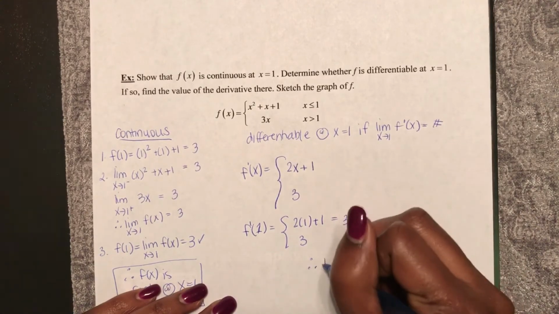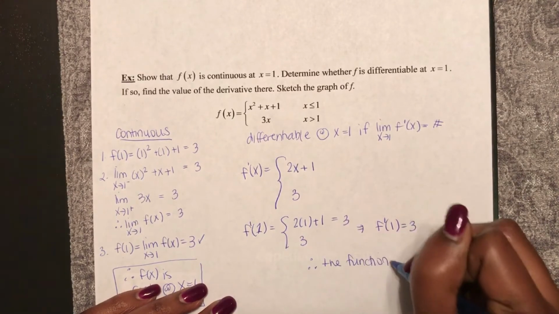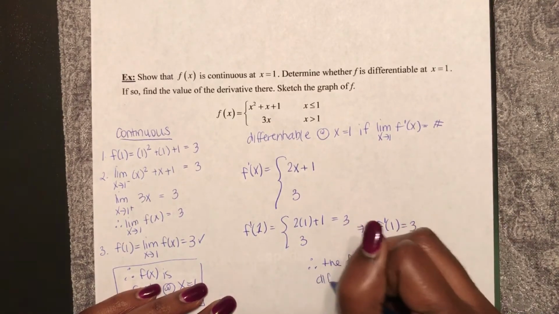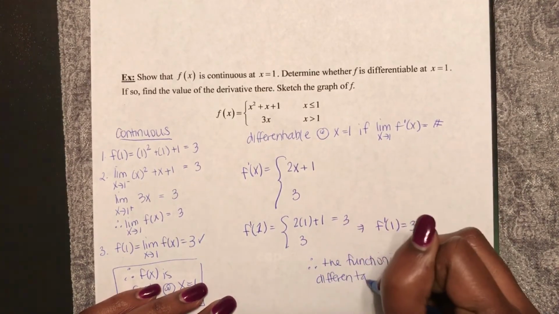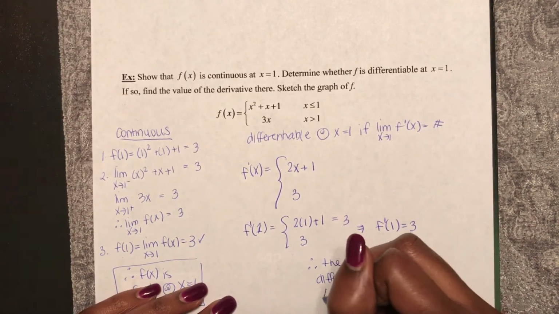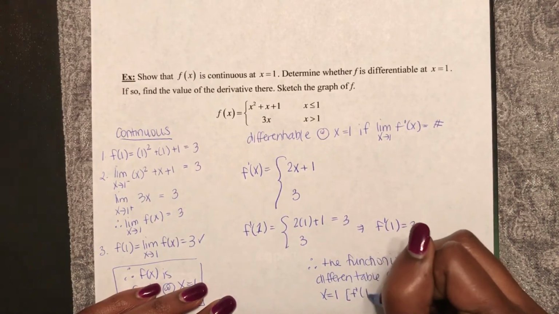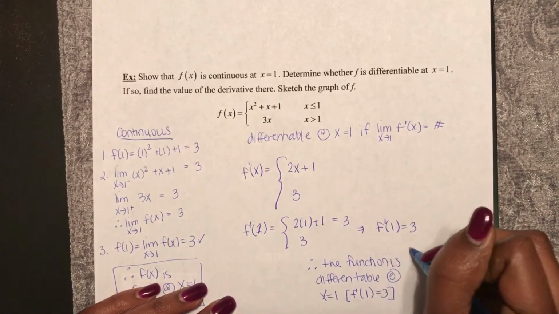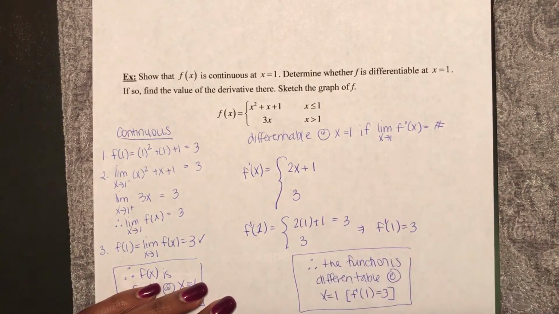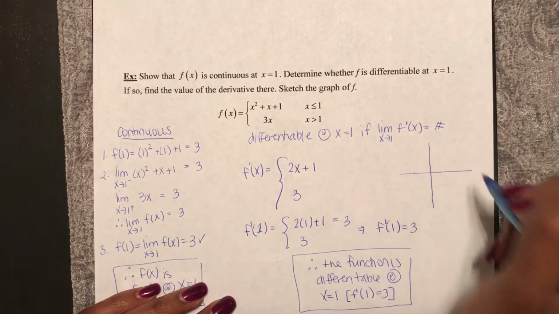So therefore, the function is differentiable at x equals 1, and we know that f prime of 1 equals 3. So let me try to fit a quick little sketch of this here.